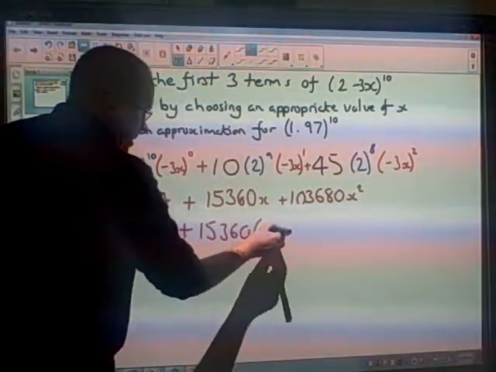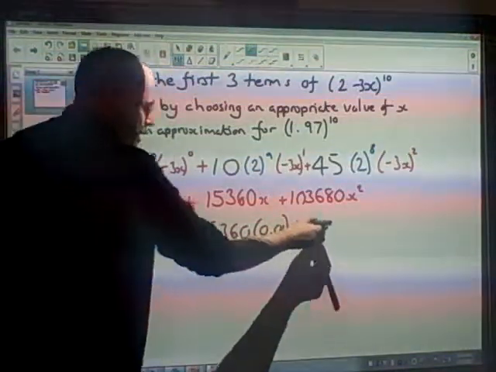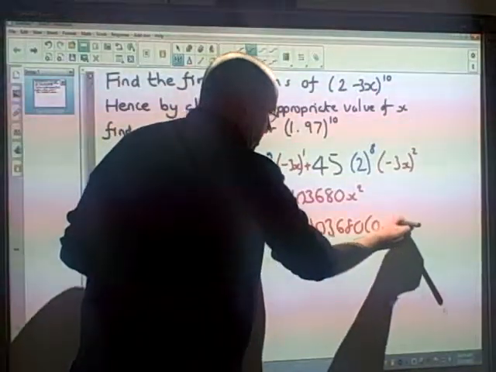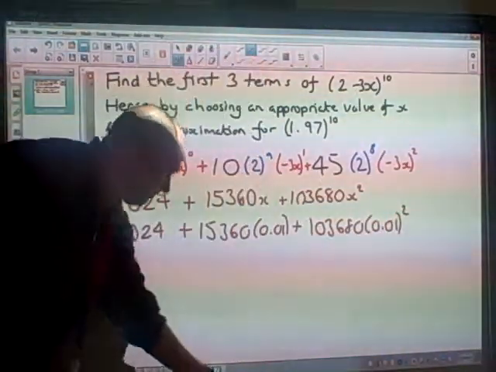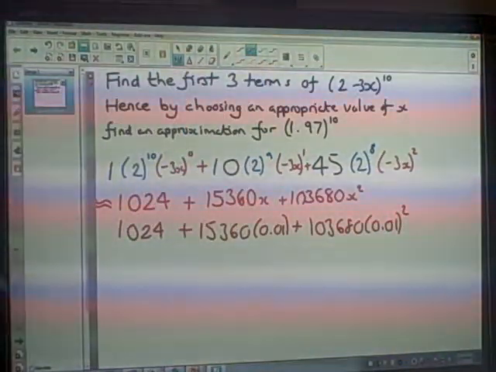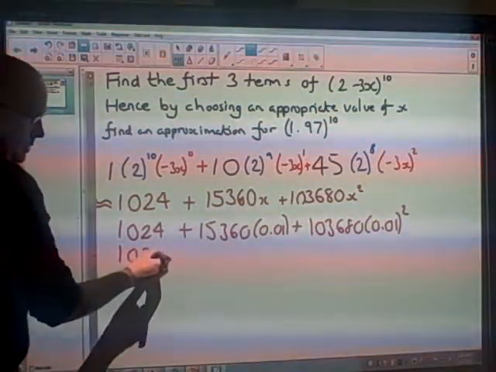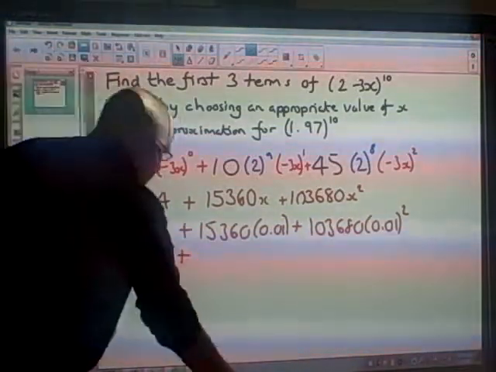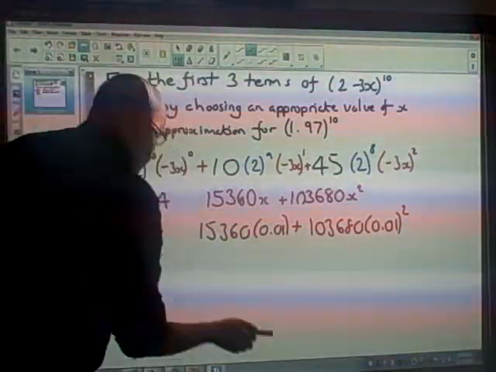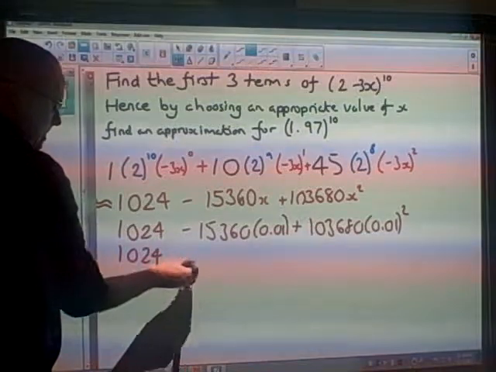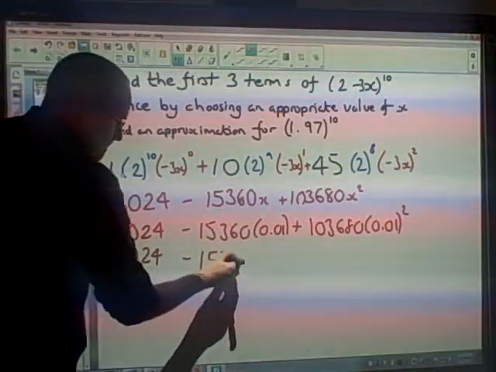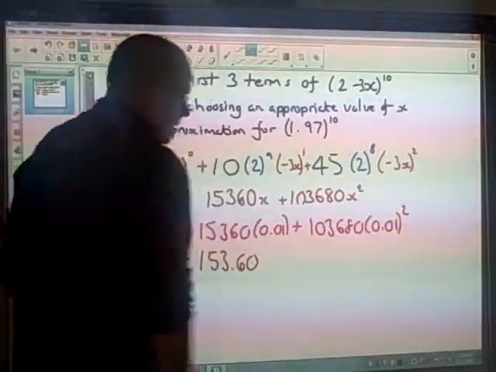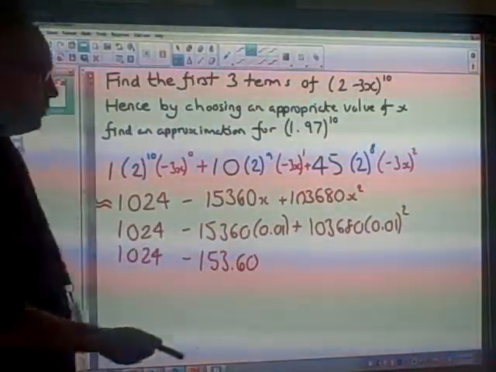So where it says x, 0.01, and the same on this last term here, where it says x, 0.01 squared. Then we can work out what this is. So when we times by 0.01, that's the same as moving the decimal point back 2 places. This is supposed to say minus here as well. And if we times by 0.01 squared, that's the same as moving the decimal point back 4 places.